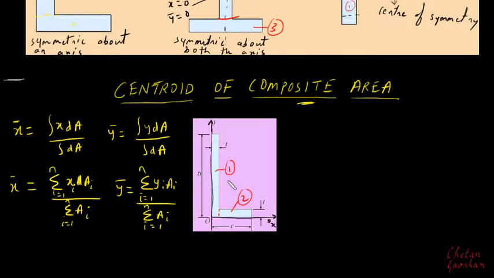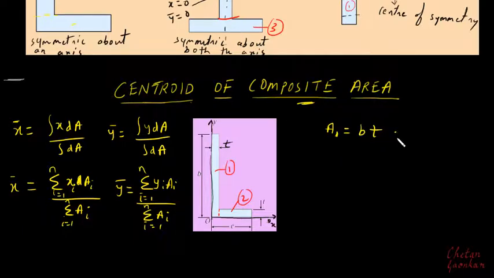Here, since we can divide this composite area into two smaller areas, 1 and 2, i will go from 1 to 2 because we have only two areas. Fine, so let us see what we get. Now first area 1, A1 can be given as B multiplied by this thickness T. So the area 1 can be written as B multiplied by T.